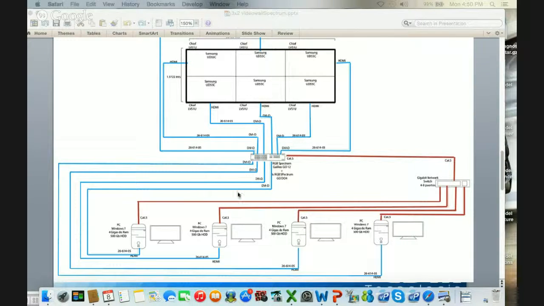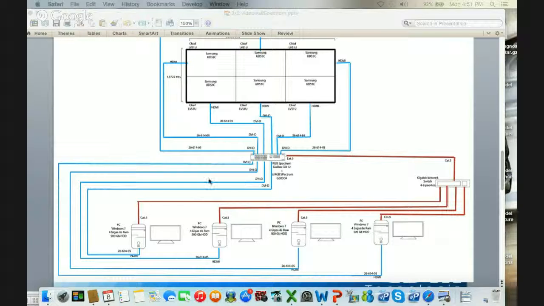We will have the 4 inputs coming into the RGB Spectrum. The RGB Spectrum that we are using is the Galileo GO12. The GO12 is able to support 3 cards. One has 0 inputs and 4 outputs. The second has 4 inputs and 4 outputs. So we can choose any of them to make a video wall of up to 12 inputs and 12 outputs.